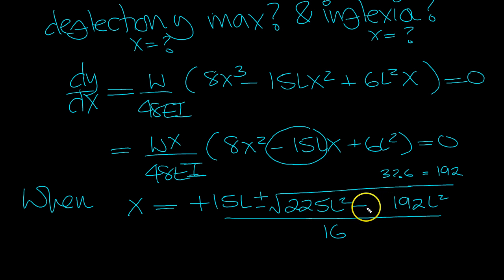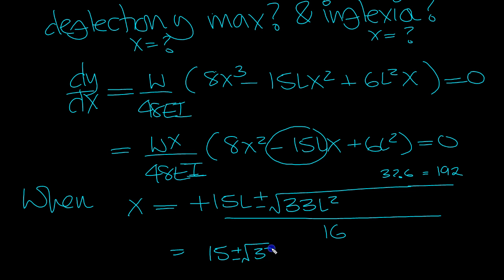192l squared. 225 minus 192 is 33. So that number in there is 33l squared. Take the l outside, because it's the square root of this and the square root of that. So that's equal to 15 plus or minus the square root of 33, lots of l, isn't it? Because l is common here and here. Over 16.